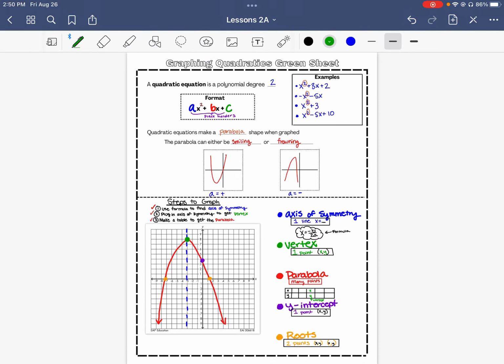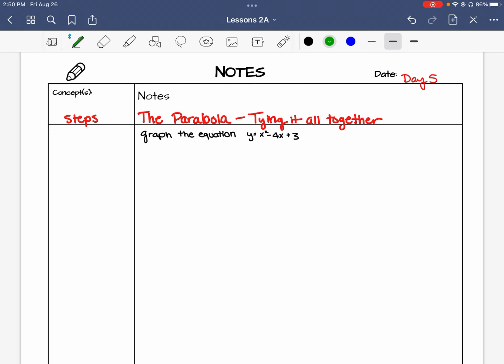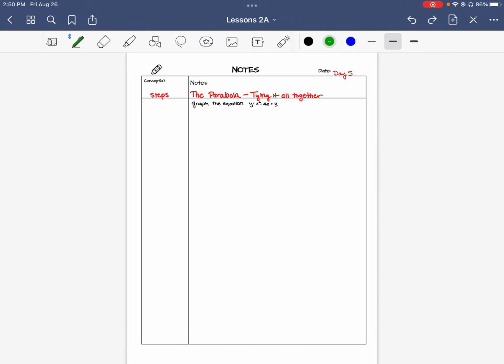So go ahead and fill out this green sheet and also have these Cornell note styles next to you. If not, you can also use a notebook. In order to teach you, I am going to go over an example. So at the top, I put day 5. We're doing the parabola or tying it all together. And on my left-hand side over here, I'm going to be writing steps. So I have a problem that says graph the equation y equals x squared minus 4x plus 3.